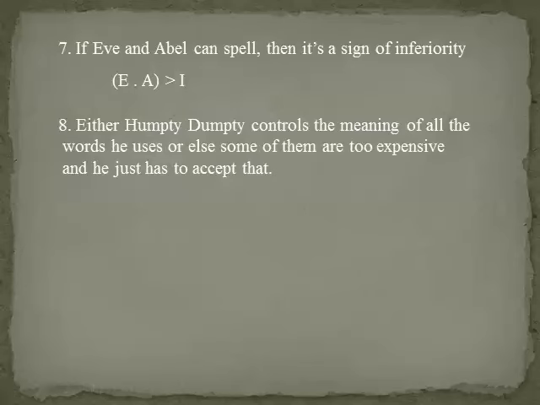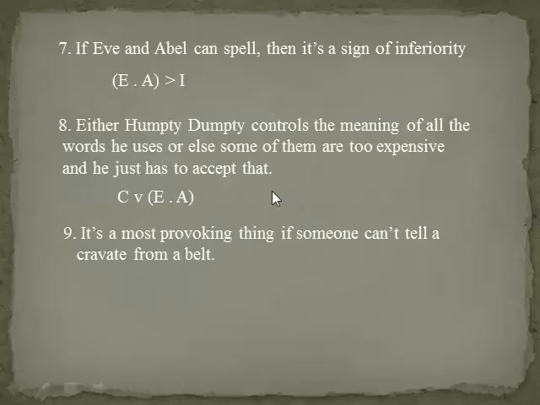Here you have to decide what the main operator is. Either he controls the meaning of words, or else some of them are too expensive and he just has to accept that. Here you have to see that even though the statement here comes second, it's the if clause, and so the if clause has to be stated first. Also, it's a negative antecedent. So tilde P, if someone can't tell a cravat from a belt, then P, it's a most provoking thing.